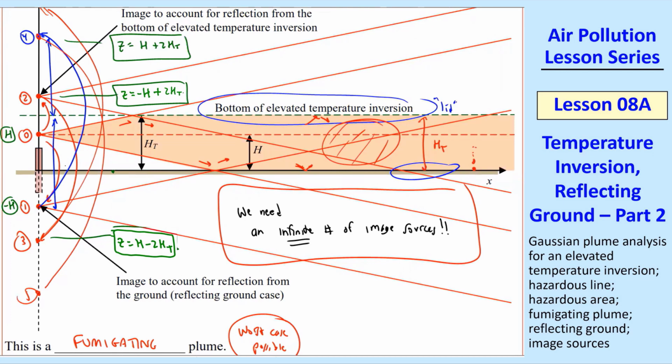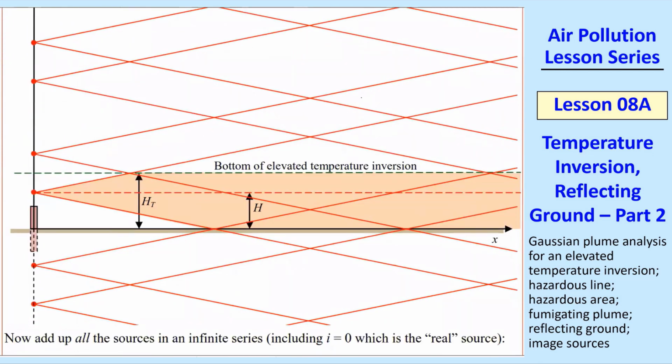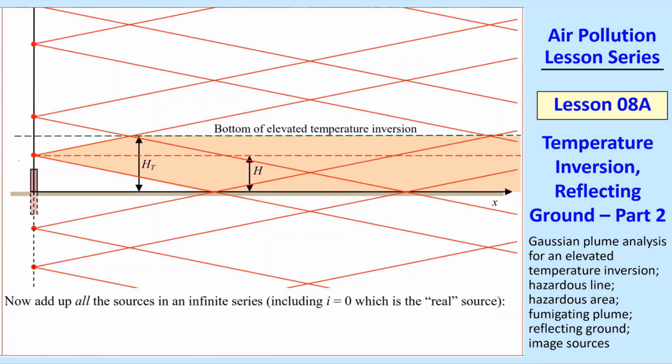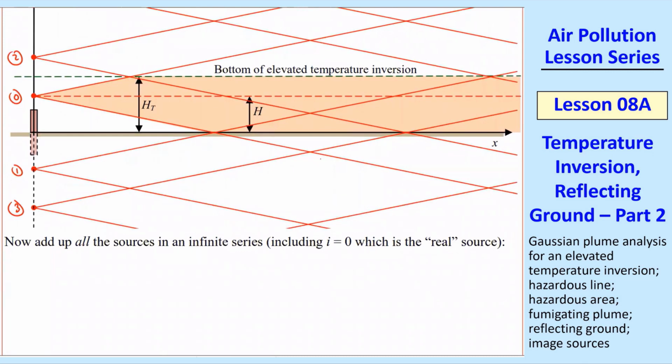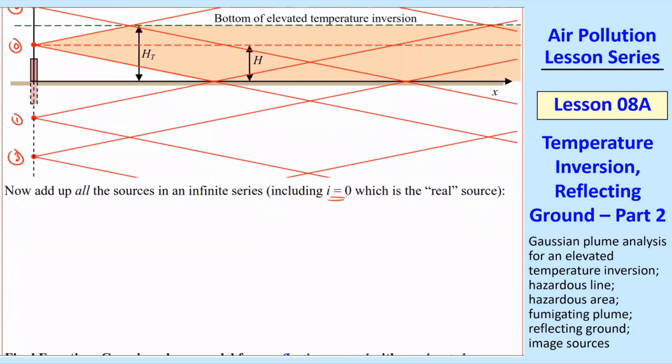So here's what it looks like when you add an infinite number. Obviously, I can't draw an infinite number, but you get all these sources, and I had labeled these previously as 0, 1, 2, 3, 4, and you have to do that forever. And we have to add up all these sources, including I equals 0, which is the real source, and actually the first one, number 1 and number 0, are from I equals 0.